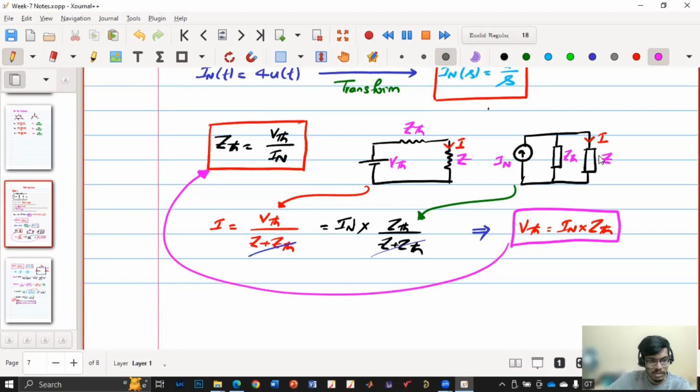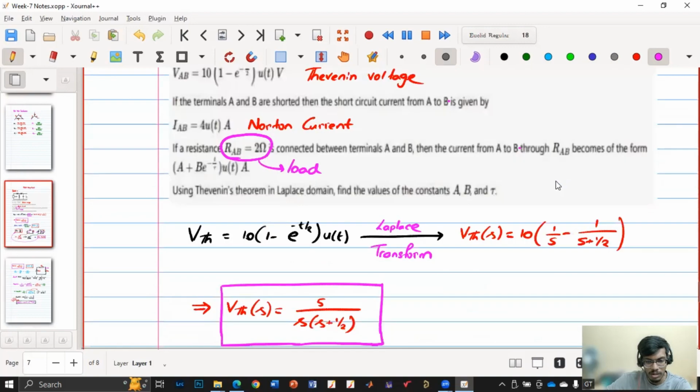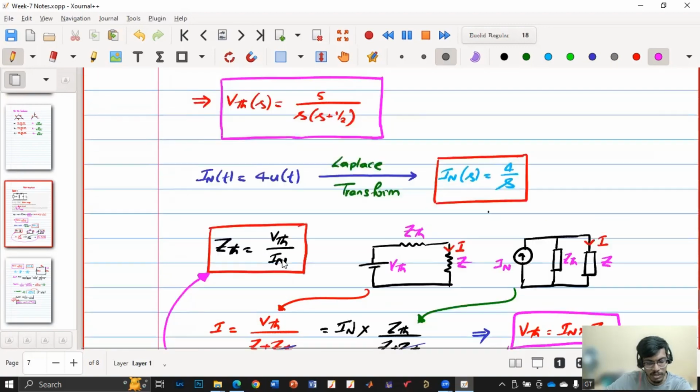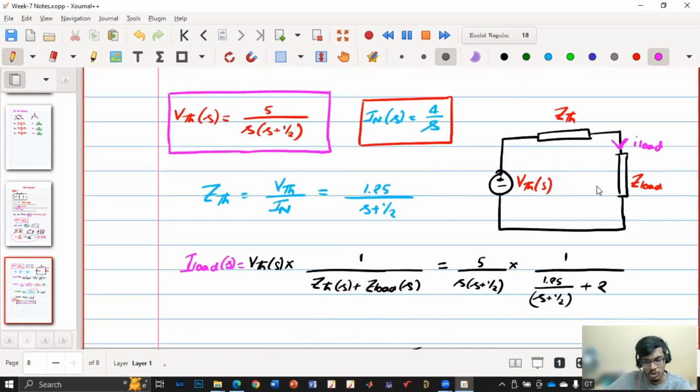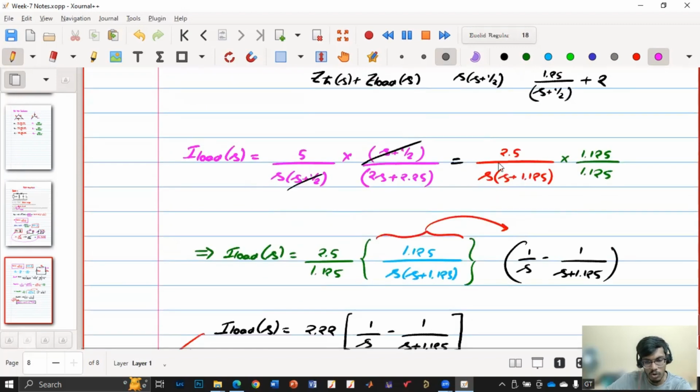It is up to your personal choice which theorem you are more comfortable with. I am more comfortable with Thevenin's theorem, so I have considered Thevenin's theorem. And Z load is 2, it is not 2 bias. Kindly note that the impedance, the resistance, will remain the same in the S domain. So Z load is 2. V Thevenin is known, Z Thevenin is known. I have substituted and then I got one expression for I load of S.